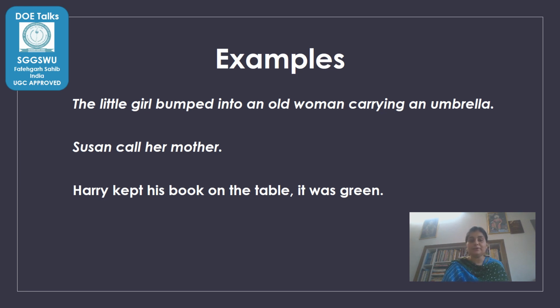Let's take the first example. The little girl bumped into an old woman carrying an umbrella. Now this sentence has two meanings. The little girl who was carrying an umbrella bumped into an old woman, and the other is that the little girl bumped into an old woman who was carrying an umbrella. So ambiguity arises about who is carrying an umbrella. Similarly, we have another example. Suzanne called her mother. Again we have two meanings here. Number one, Suzanne addressed her as a mother, and number two, Suzanne called up her own mother.